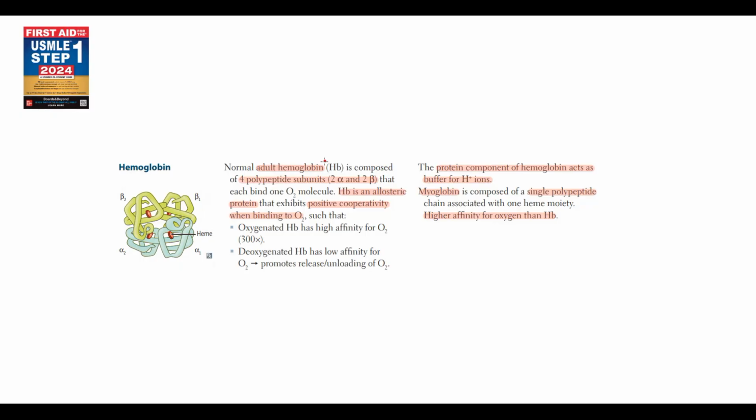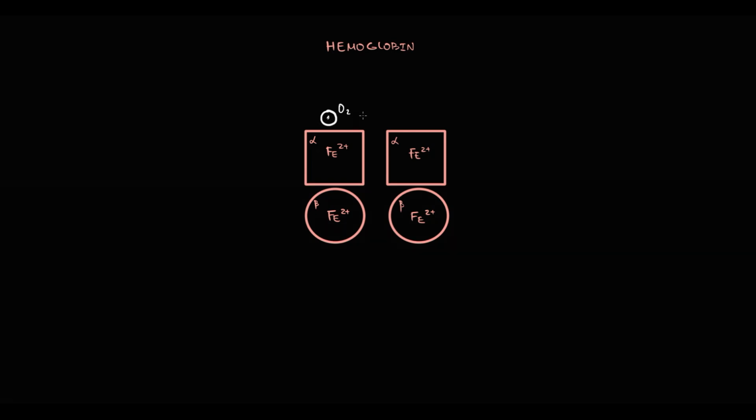Hemoglobin is a tetramer, meaning it has 4 subunits. Normal adult hemoglobin is composed of 2 alpha and 2 beta chains. So here we have a simplified hemoglobin structure. There are 2 alpha and 2 beta chains. Each chain has iron with +2 charge. Each iron with +2 charge can bind 1 oxygen molecule, so in total hemoglobin can bind up to 4 oxygen molecules.